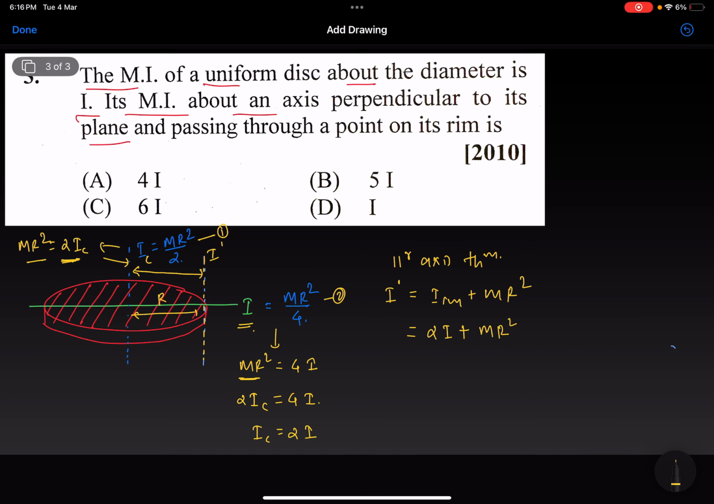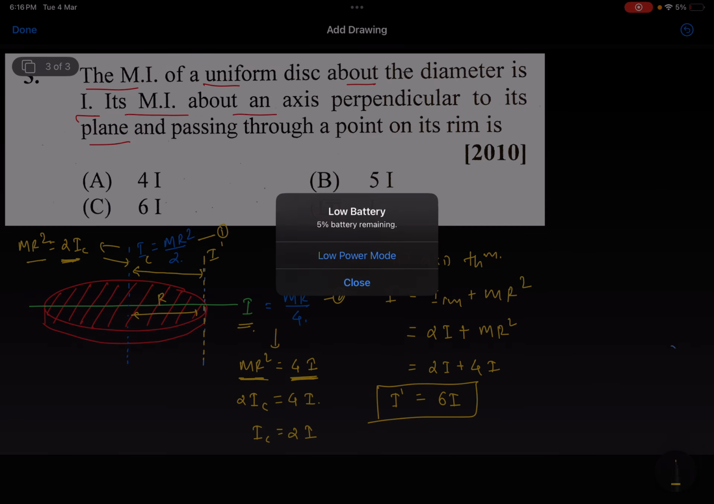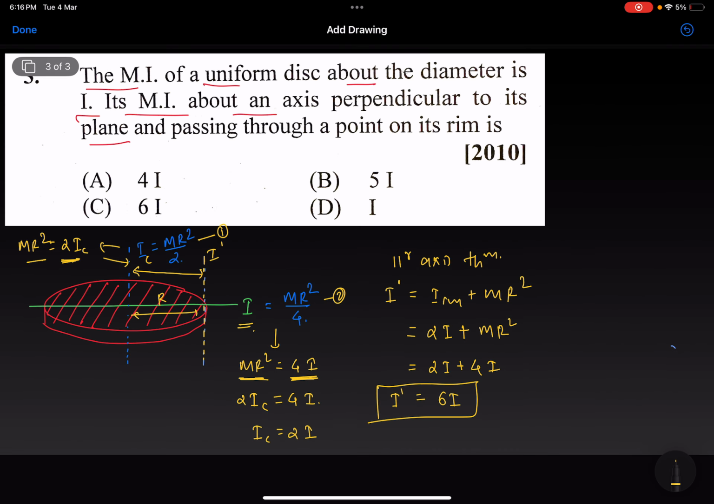Okay, so instead of mr square we can write 4 times I. So 2I plus 4 times I will give us 6 times I. So this is the moment of inertia about this axis. Okay, so the correct answer is option C.